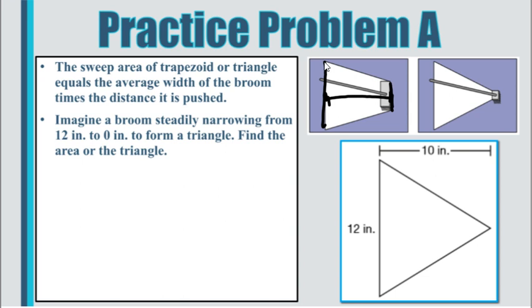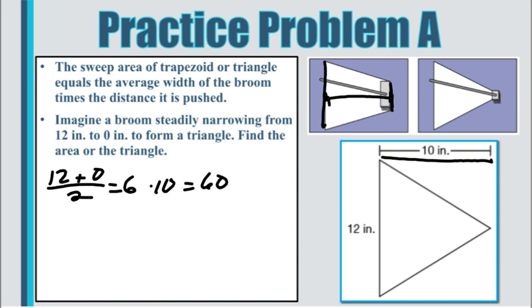Okay, so we have to find the average width of the broom. So 12 plus 0 divided by 2 will give us 6. And then the distance it's pushed is right here, so times 10. 6 times 10 would give us 60 square inches.